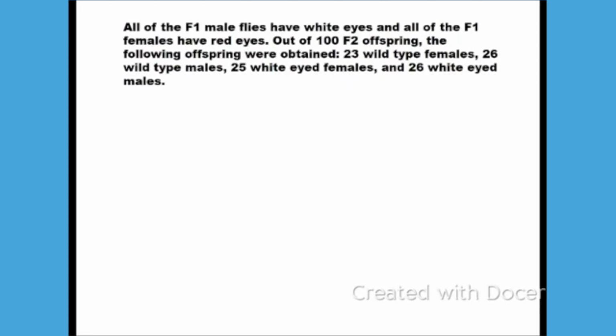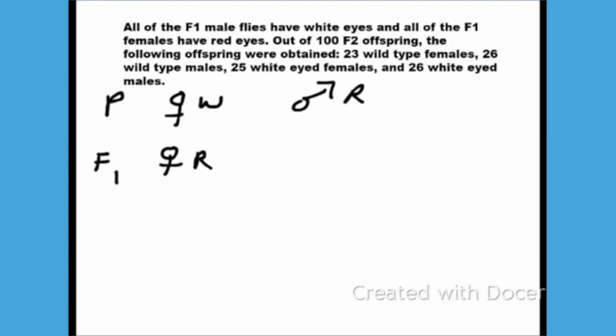So first of all, let's figure out what's going on here. So in the P generation, all the females had white eyes. So I'm just going to use a W there for white. And the males all were wild type, red eyes. In the F1, all the females ended up with red eyes, and all the males ended up with white. And then in the F2, we got a little bit of each. So we need to figure out how that worked.